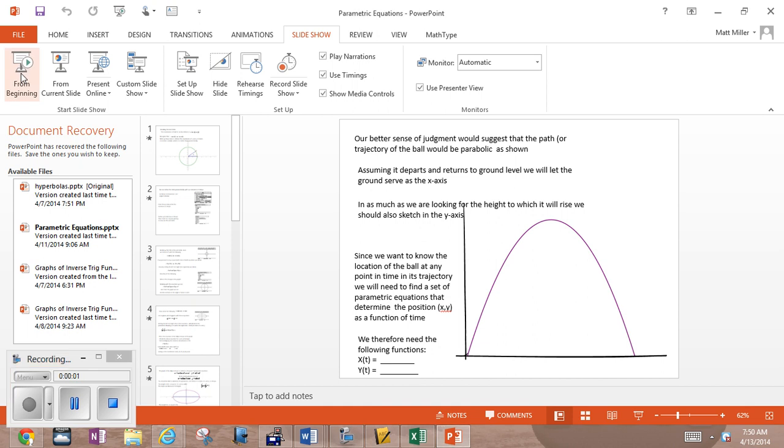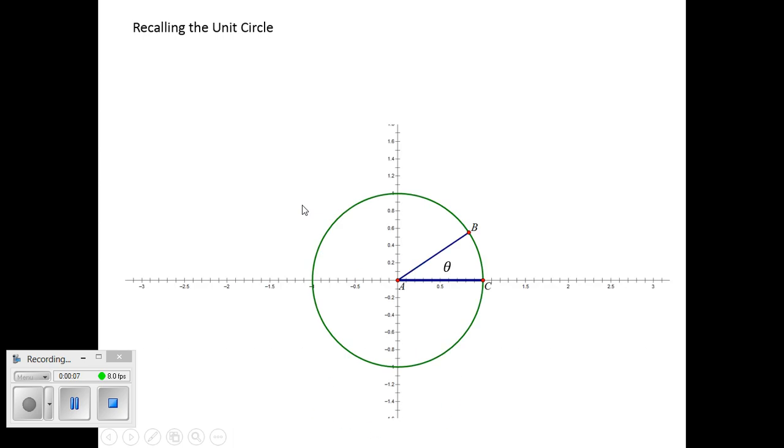In this video, we're going to start talking about parametric equations. So let's go back to the unit circle. With the unit circle, we know that this point B was no longer labeled in terms of x and y, but in terms of cosine and sine.